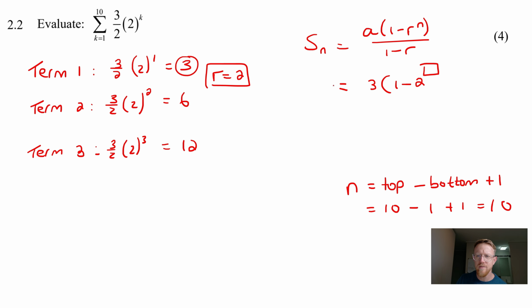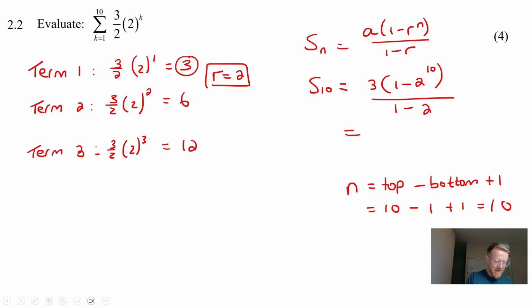Okay, so we've just found that there are 10 terms. So we can put a 10 over here, and then 1 minus r, which again is 2. Go ahead, type that all in, and we should get 3069.